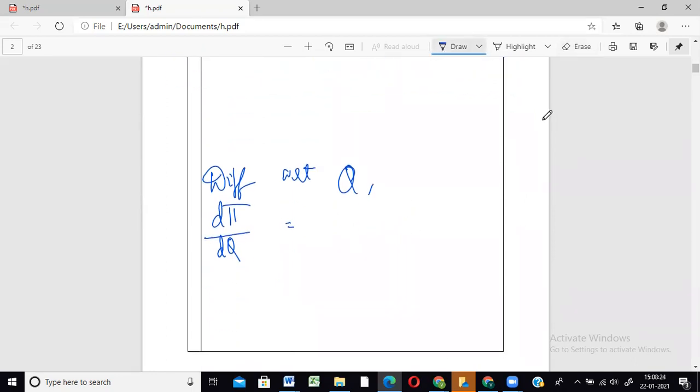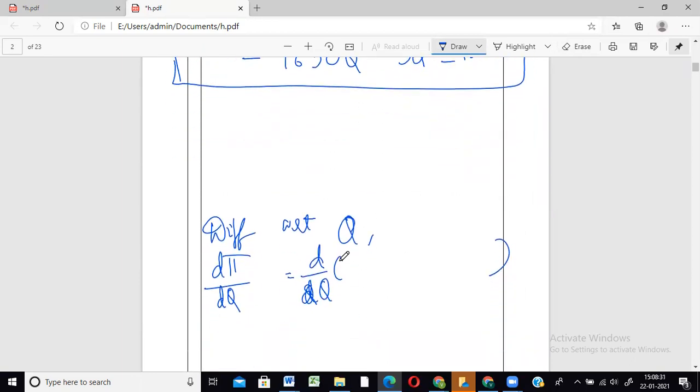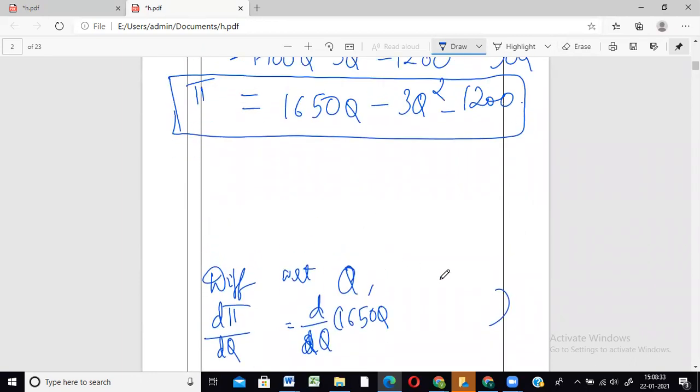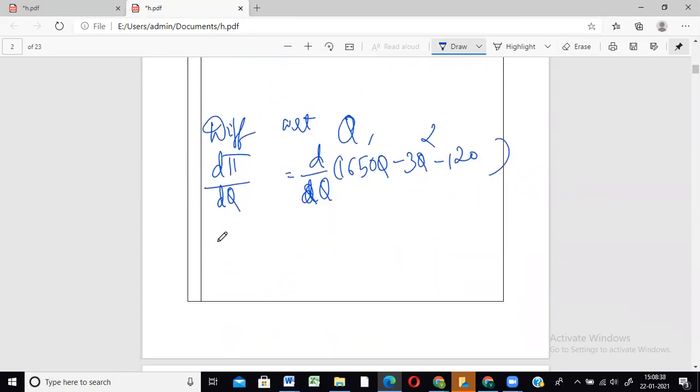Okay, so derivating this we get d by dq of this full thing. What is that full thing? 1650q minus 3q square minus 1200. d pi by dq is equal to, this is 1650q, that is nothing but 1650, right? How do we derivate? Suppose we derivate, I can do that individually, just a second. We'll do that individually, not skip steps right now.